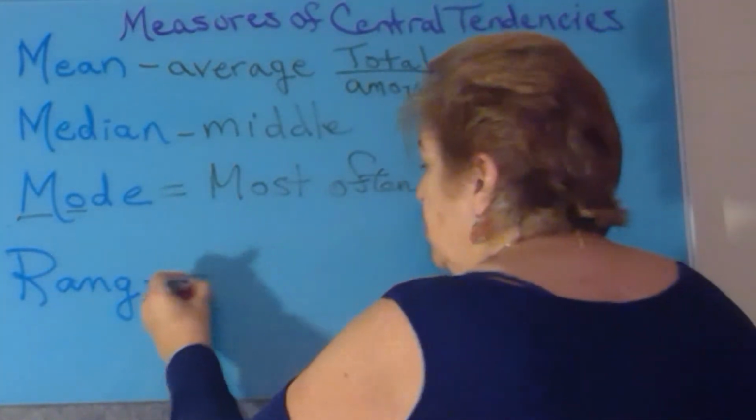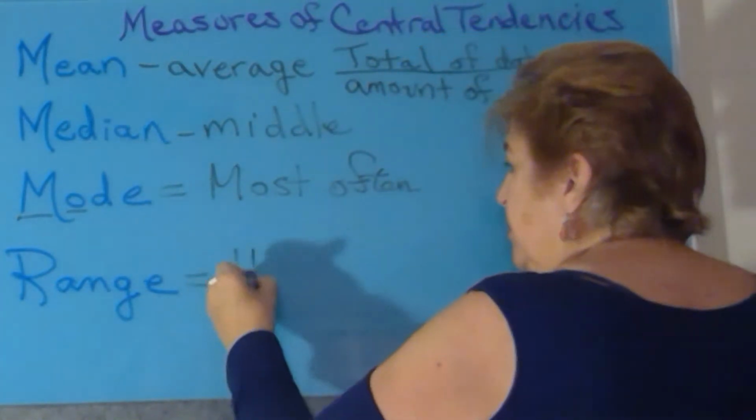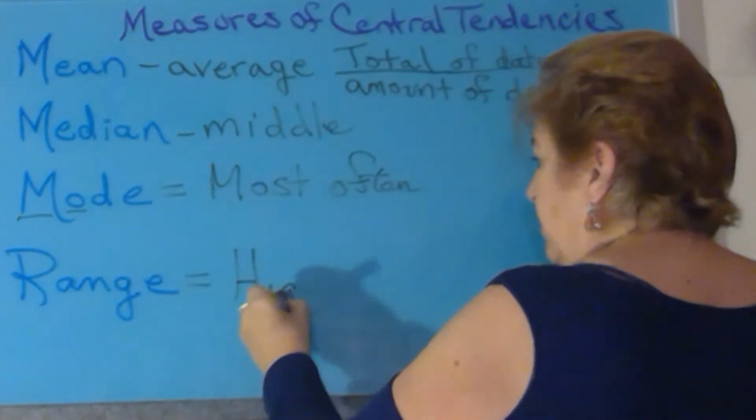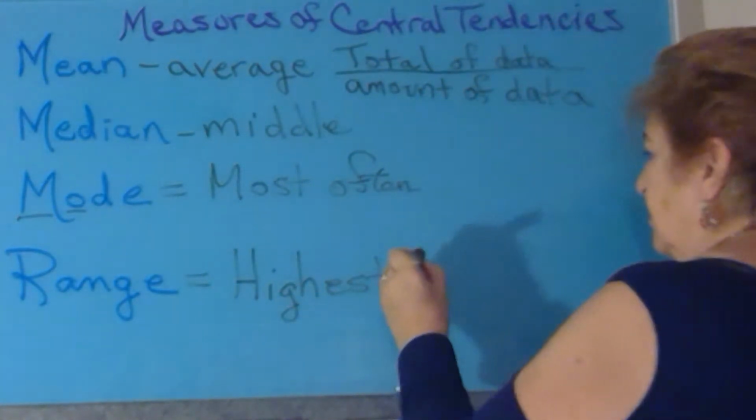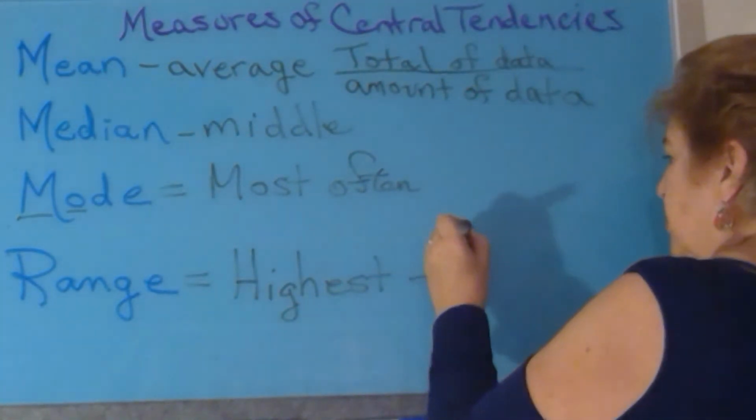And the range is the highest number minus the lowest number.